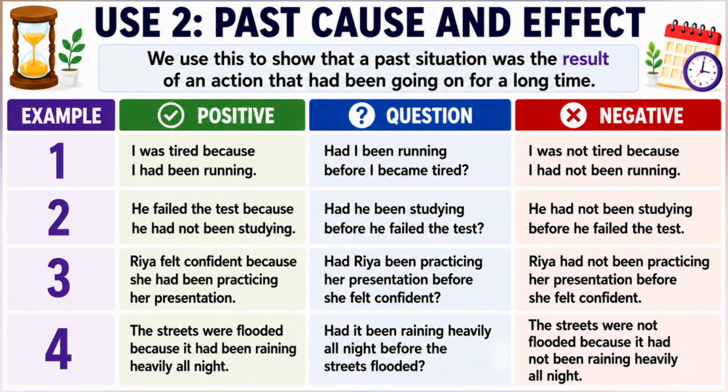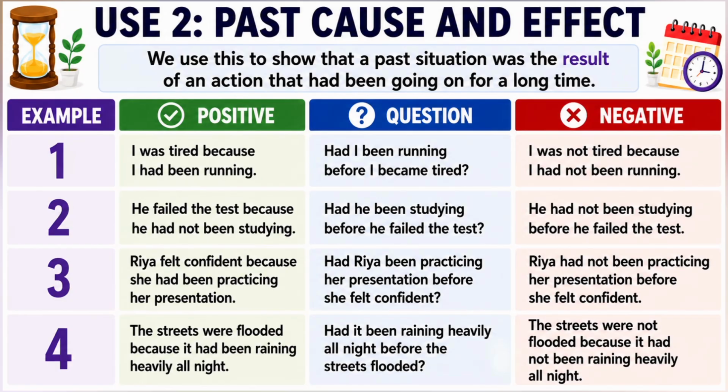Now let's move to the second use. The second use is past cause and effect. We use this tense to show that a past situation was the result of an action that had been going on for a long time. Example 1. Positive. I was tired because I had been running. Question. Had I been running before I became tired? Negative. I was not tired because I had not been running. Here, the long action of running caused the feeling of being tired.